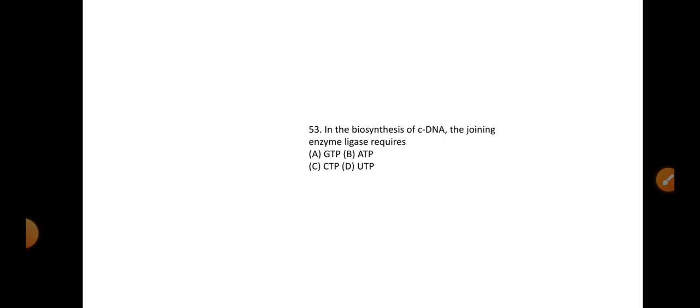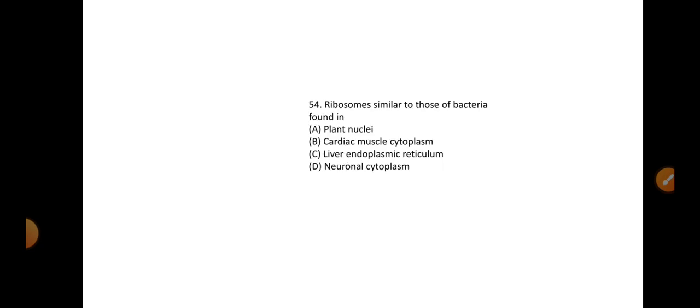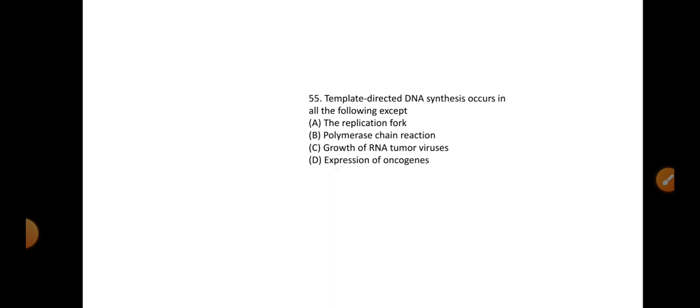Then 53, in biosynthesis of cDNA, joining enzyme ligase requires. 54, ribosomes similar to those of bacteria are found in. 55, template directed DNA synthesis occurs in all of the following except. You have to take the one in which you do not direct it via the template. Glycine contributes to the following C and N of purine nucleus. Inosinic acid is the biological precursor of.